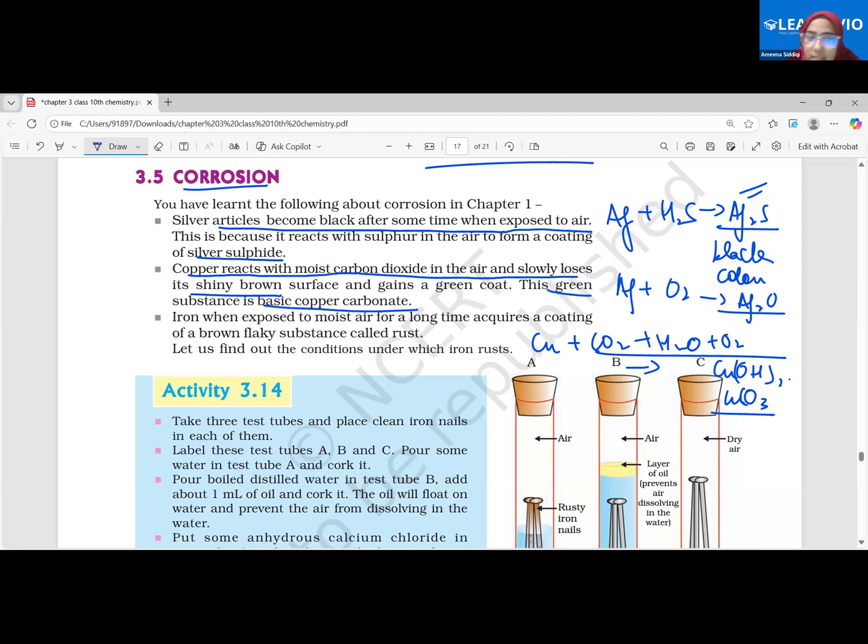What color is this? Green color. So this is also nothing but the corrosion of copper. Basic copper carbonate. What's the formula? Please write the formula very carefully. Cu(OH)2 dot CuCO3. Basic copper carbonate. Why basic? Because copper hydroxide is basic.